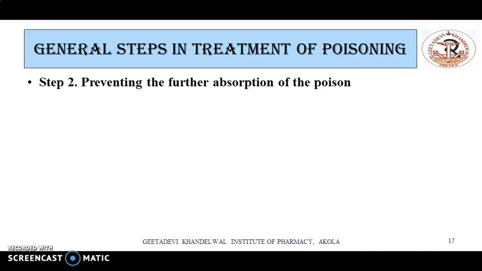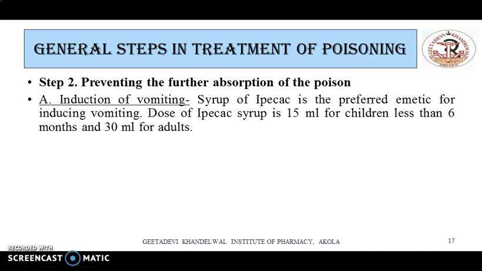Then step 2, preventing the further absorption of a poison. This is an important step in controlling the further spread or absorption of poison in the body. The general rule includes induction of vomiting. By inducing vomiting, we can prevent the further absorption. For that we can administer syrup of ipecac. This is the preferred emetic for inducing vomiting. The dose of ipecac syrup is 15 ml for children less than 6 months and 30 ml for adults.